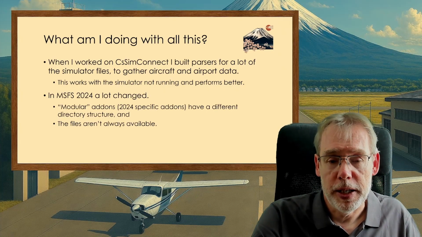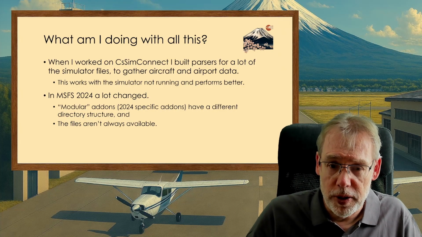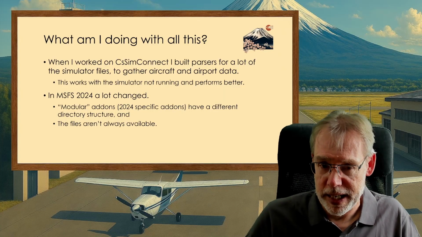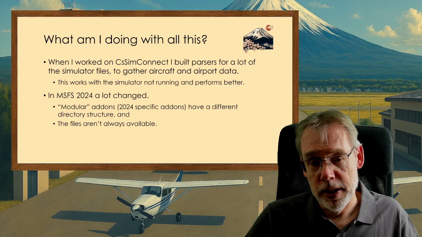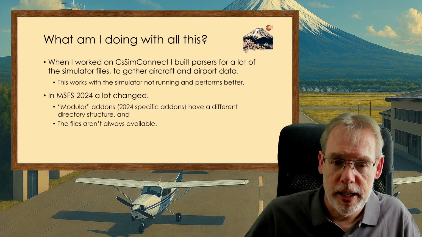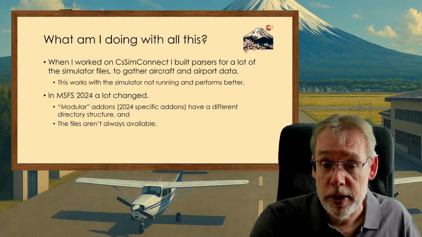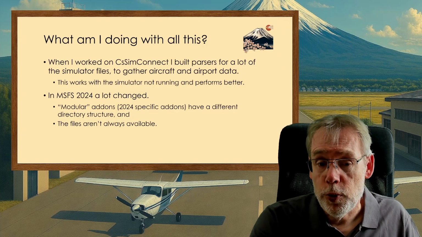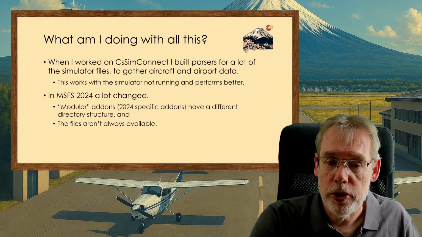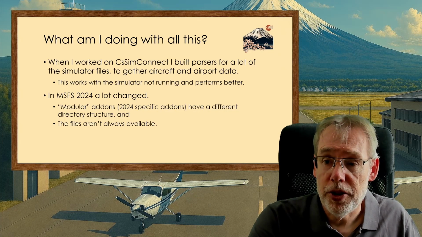In Microsoft Flight Simulator 2024, a lot has changed, and the reason for those changes, specifically for the aircraft and liveries, is the so-called modular add-ons. And with that, they mean probably that now the liveries are modules added to the aircraft base. They use a different directory structure, and as we now know, Flight Simulator doesn't download and install all the files immediately, so the files aren't always available.